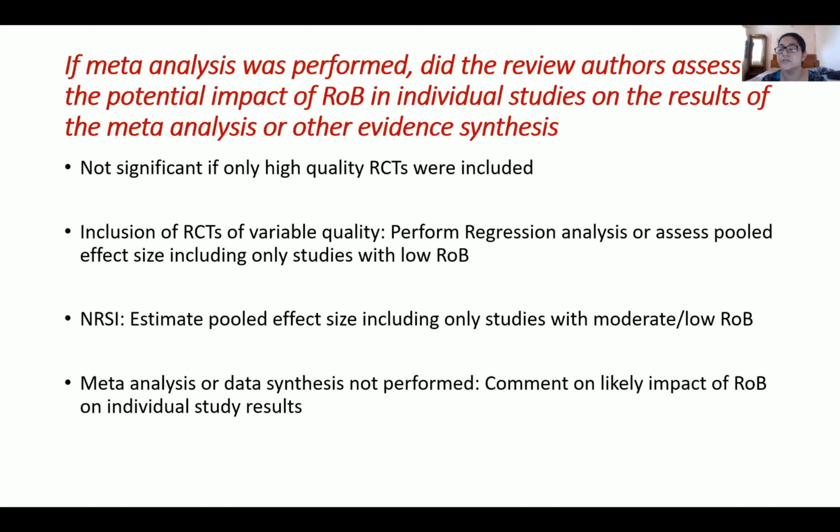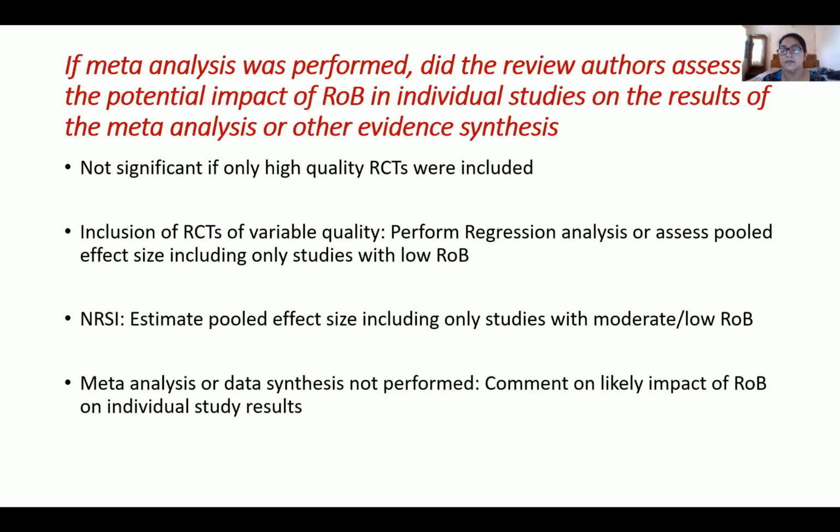The authors have already assessed the risk of bias for the individual studies. So they also have to assess the potential impact of the risk of bias on the synthesis of the study. So when the individual studies are combined, what will be the impact of the risk of bias? This question or this domain is not significant if only high quality RCTs are included. If a systematic review includes only high quality RCTs, then the question of risk of bias is not important, and therefore this domain is also not important.